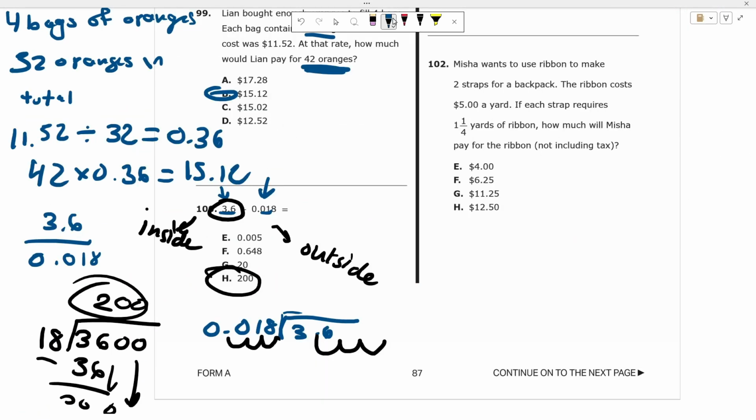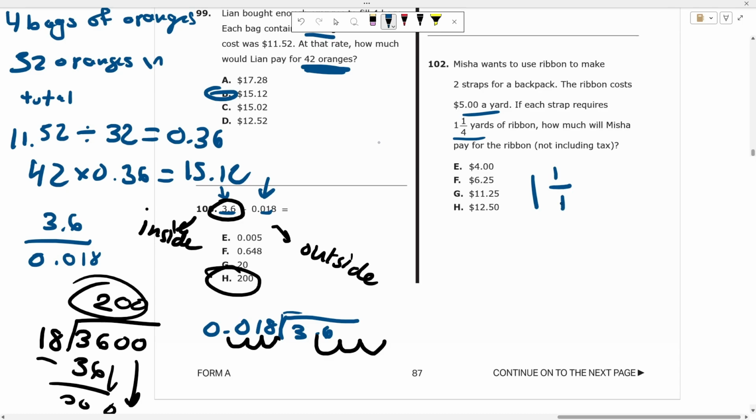So 102 says that Misha wants to use a ribbon to make 2 straps for a backpack. The ribbon costs $5 a yard. If each strap requires 1 1/4 yards of ribbon, how much will Misha pay for the ribbon? So we know that it costs $5 a yard, and it's 1 1/4 yards per strap. So how much does each strap cost?